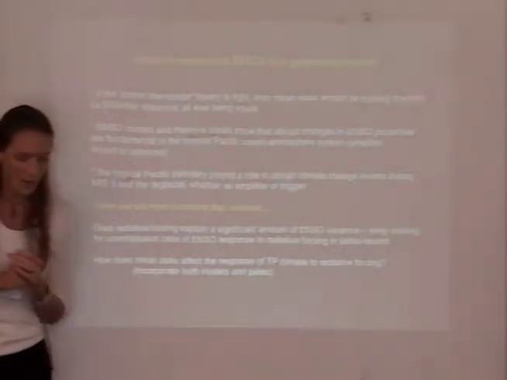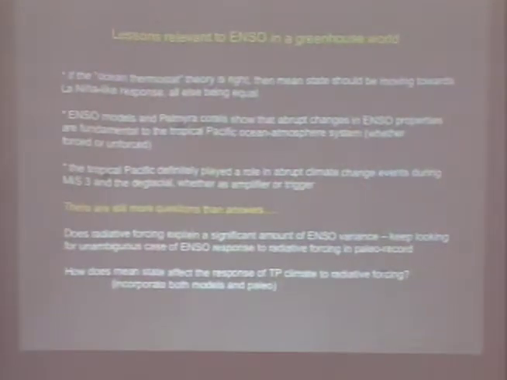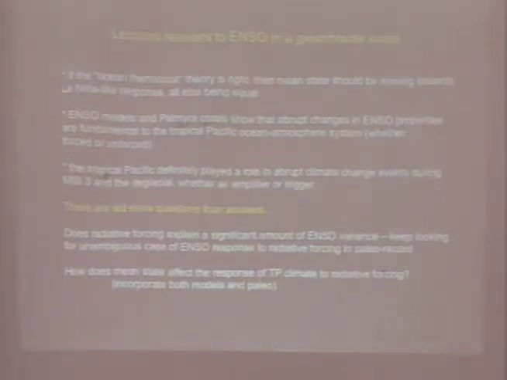Okay, I think there are a couple of lessons relevant to ENSO in a greenhouse world that I hope I've convinced you of, or at least thrown some uncertainty or brought some highlights to the El Niño discussion. If the ocean thermostat theory is right, then the mean state should be moving towards a La Niña-like response, all else being equal, which it's not. But that's one of the things to think about: if this is correct, that's what it means for the future.